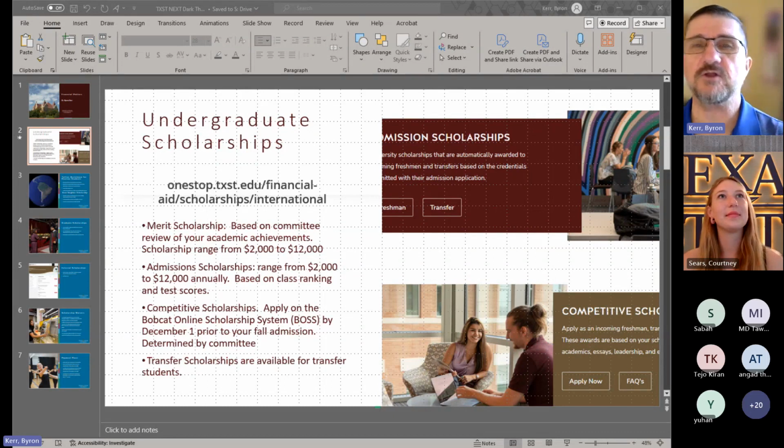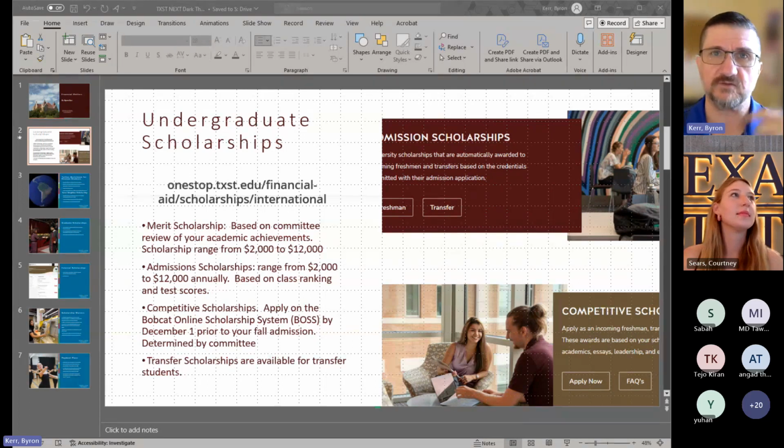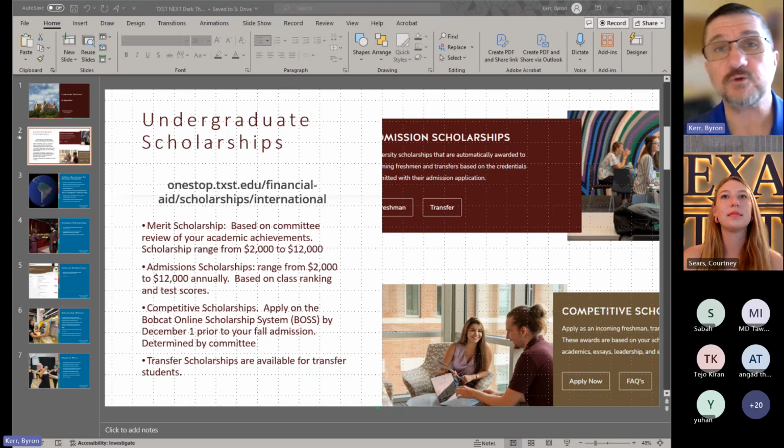And then finally, there are transfer scholarships available for students that already have college credit and are transferring to Texas State University. Please visit the website for all of this information. I'm only giving you the very broad brushstrokes here. We're not discussing the breakdowns of various test scores versus high school, secondary class rankings. We're not talking about any of those details because I want you to go to the website. The website remains accurate and precise.